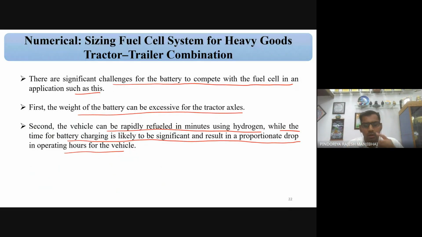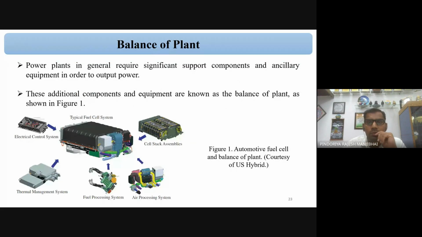Okay, now balance of the plant. A power plant generally requires significant support components and ancillary equipment in order to output power. So the main components are the fuel cell and the balance of plant. So this is figure 1. You can see this is a typical fuel cell. It looks like this. This is a fuel cell, electric control system, cell stack assembly.